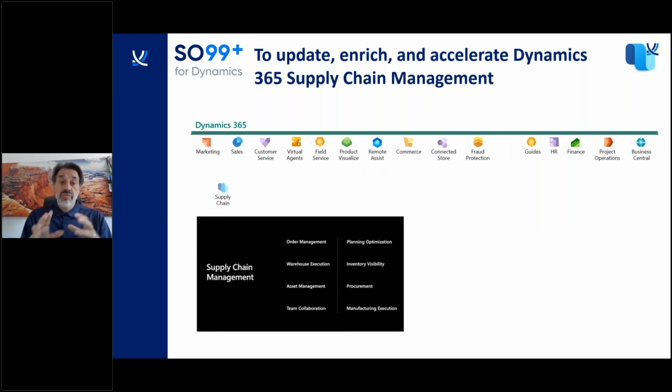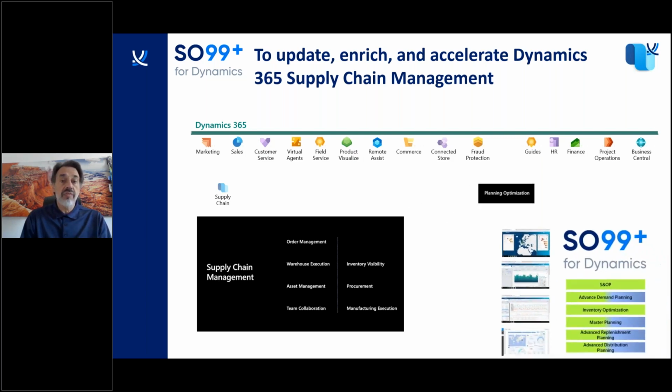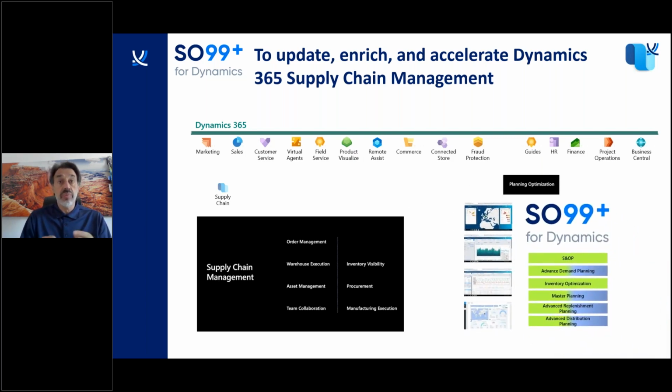Mainly, we focus on the supply chain element that includes the biggest part of operational activity for a company, and in the specific area of planning optimization, we are able to bring the main advanced functionality that SO99 gives you, as Federico said before, that normally are not available in the ERP system.